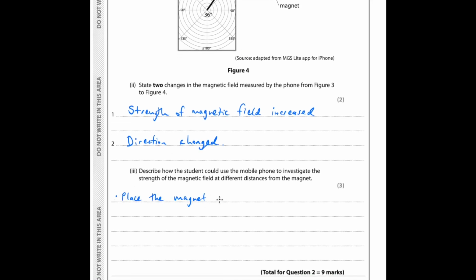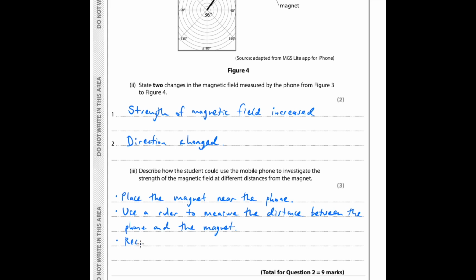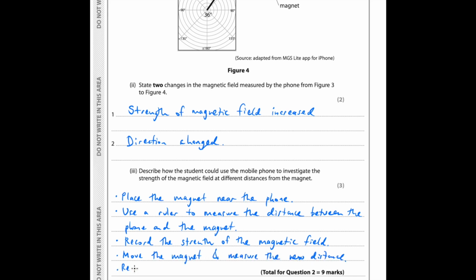Place the magnet near the phone. Use a ruler to measure the distance between the phone and the magnet. Record the strength of the magnetic field. Move the magnet and measure the new distance. Record the new magnetic field strength. Compare the results. You'll easily get 3 marks for that.